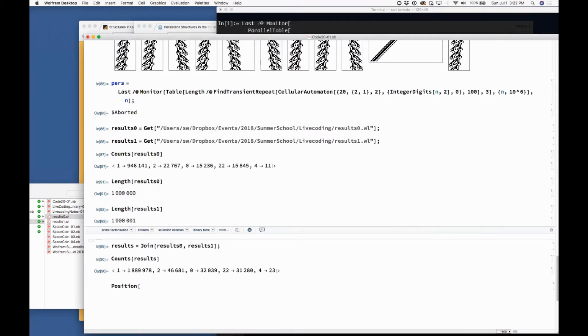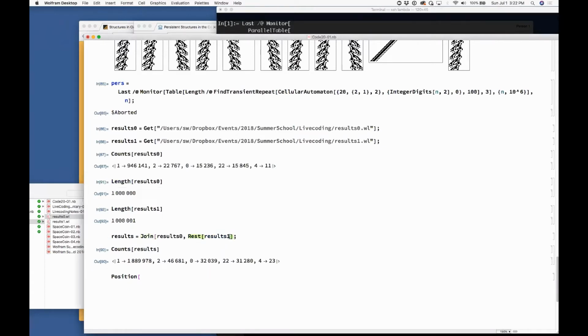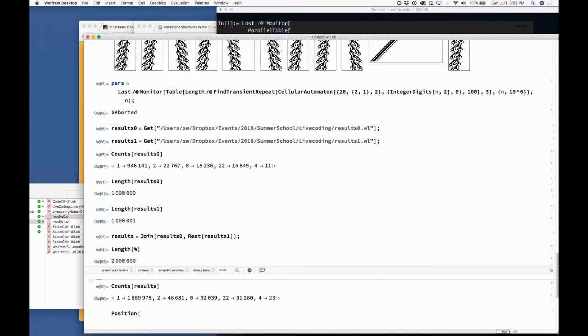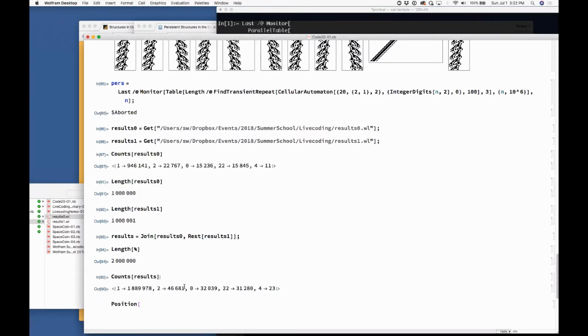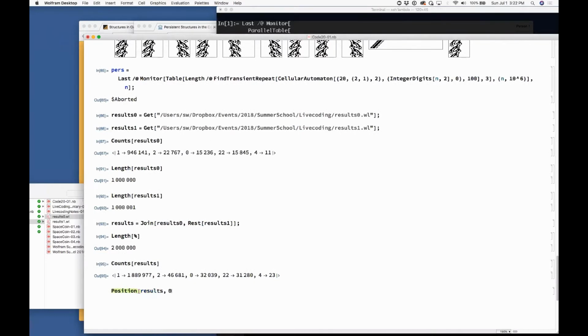Is that correct? So what we really want to do here is to join that with the rest of results 1, and that should have length 2 million. It is. Okay, we're in good shape now. We can just do that again, it'll be almost the same. So now we can say position in results of 0, then we flatten that out, and we should have the 32,000 cases where we have zeros in there.